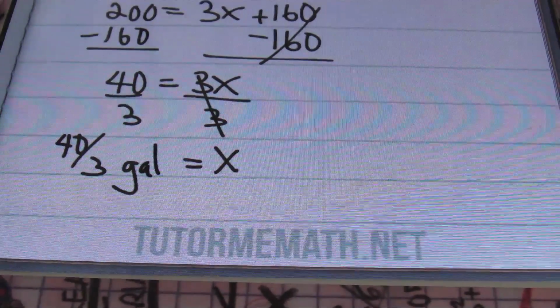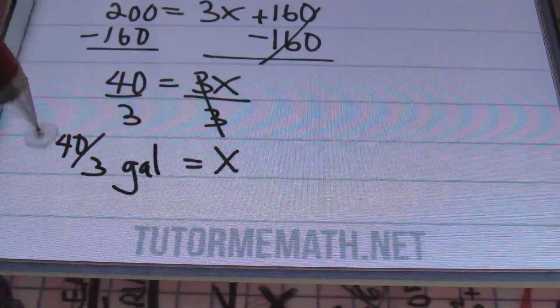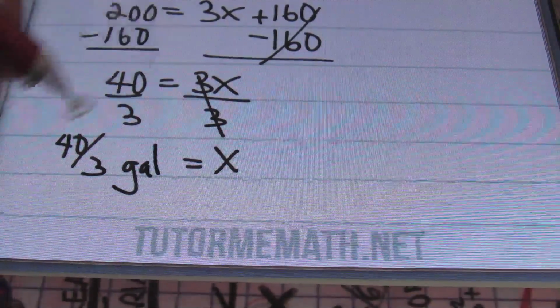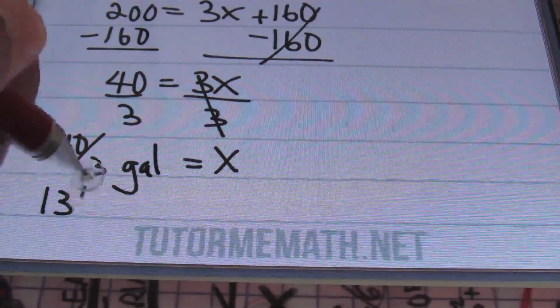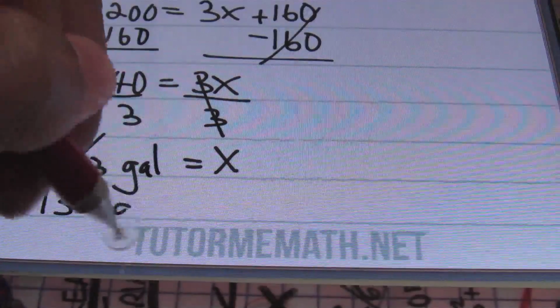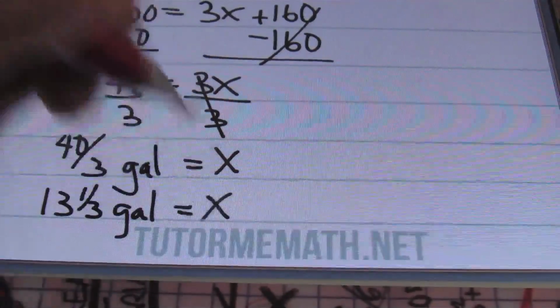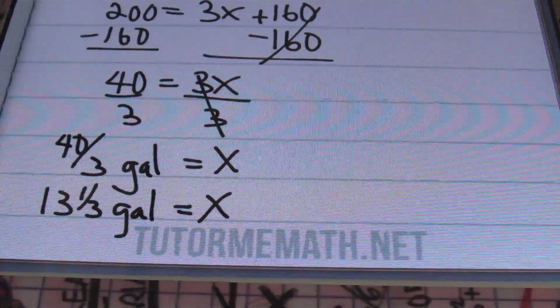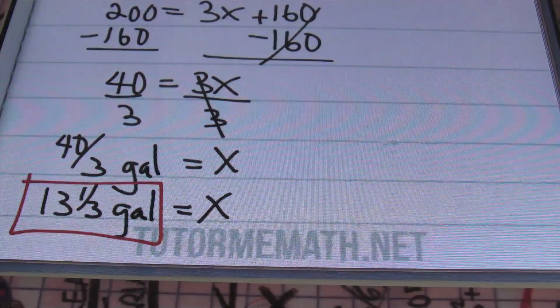Now, if you want to, or if you have to for that matter, you can convert this improper fraction into a mixed number and you'll end up with 13 1/3 gallons. All right, so that's my value of X, and this is the answer to problem number 1, ladies and gentlemen. Let's check out the next problem.